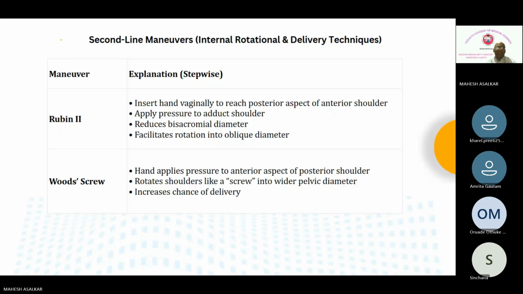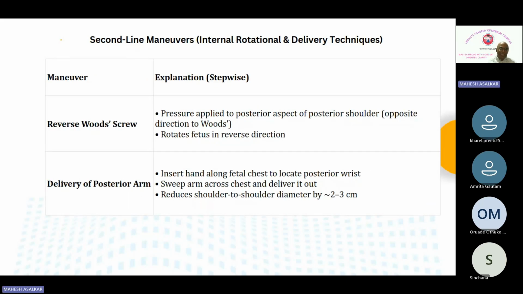Now reverse wood screw is also the same. It will deal with the posterior shoulder only, but the pressure is applied on the posterior aspect of the posterior shoulder. Opposite to the direction of the Wood's maneuver, it will rotate the fetus in the reverse direction.